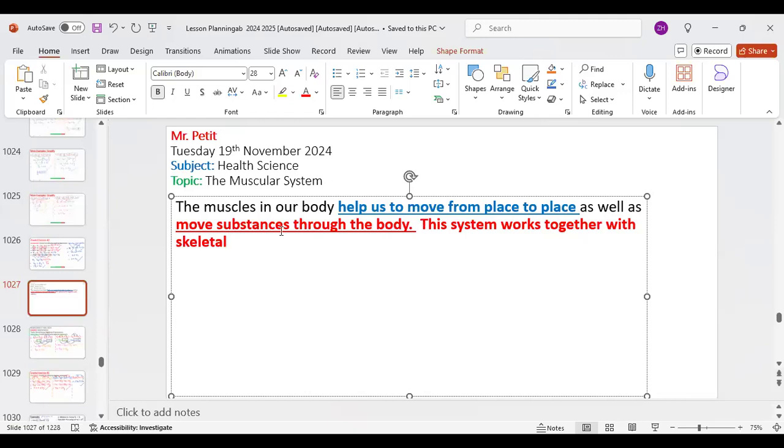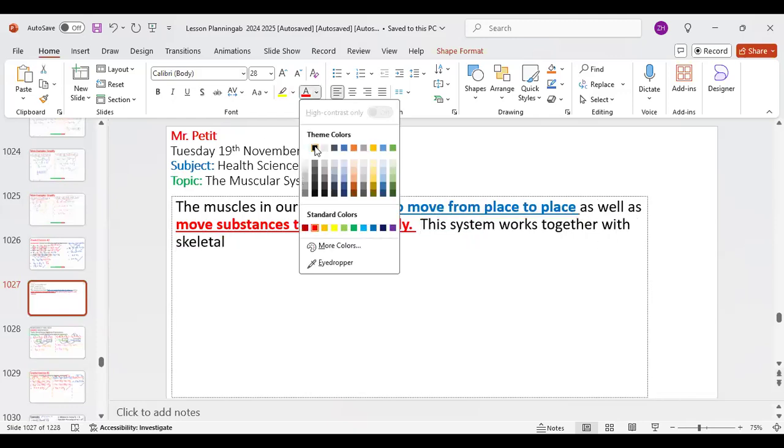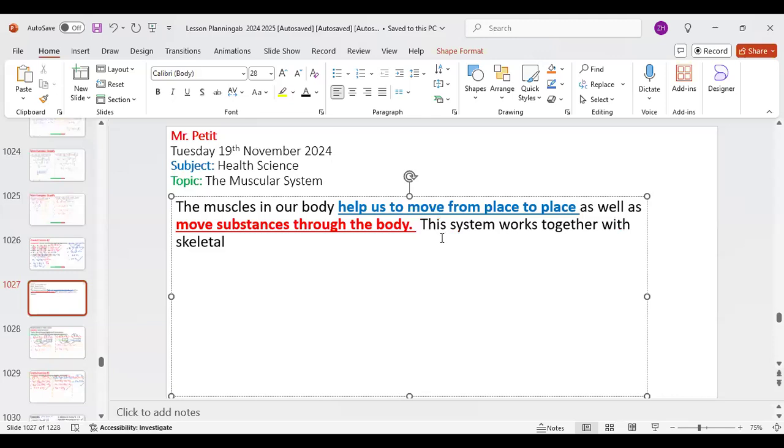Why the skeletal system? Because what are your muscles attached to? Your bones, right? So the system works with the skeletal system and nervous system as well, because that is what helps it to move, and the nervous system allows for movement. To allow for movement.